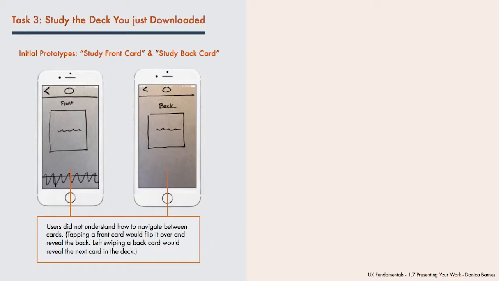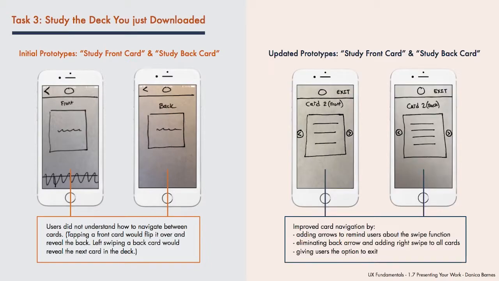The way that the navigation functioned in this prototype was that if users tapped the front of a card, it would flip over, revealing the back of the card. And then if they left swiped from the back of the card, it would take them to the next card, card 2 or 3 or 4 in the process. And this wasn't always clear to users, and so what we decided to do was totally redesign how this navigation works.